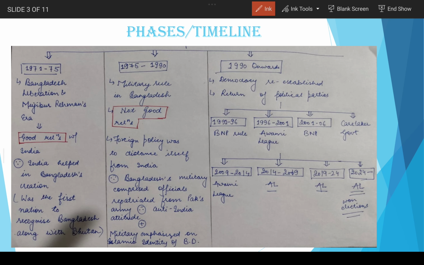Okay, so now let's move on to the phases or timeline in the relationship of India and Bangladesh.